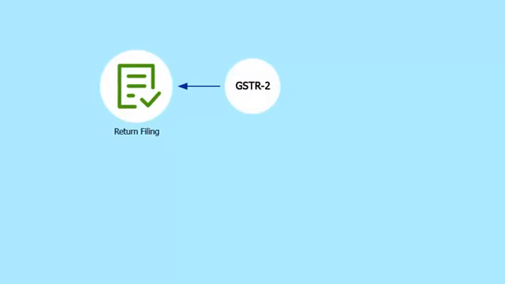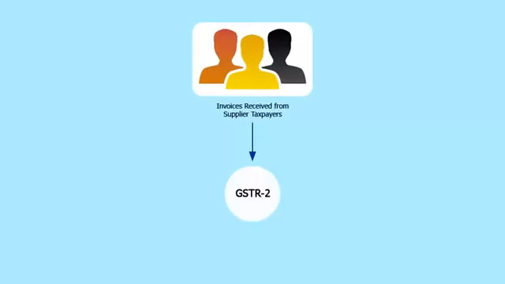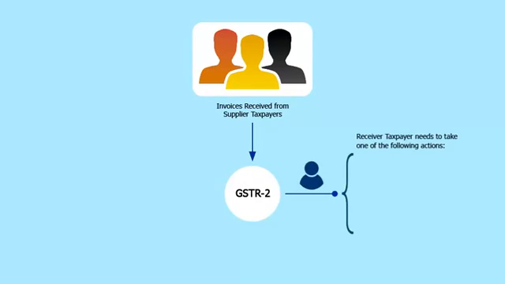For filing GSTR2, receiver taxpayers are required to take actions on the auto-populated invoices that they receive in their GSTR2. This video will walk you through the steps of taking actions on these invoices. Once you receive invoices in your GSTR2 from various suppliers, you need to take one of the following 4 actions on them.